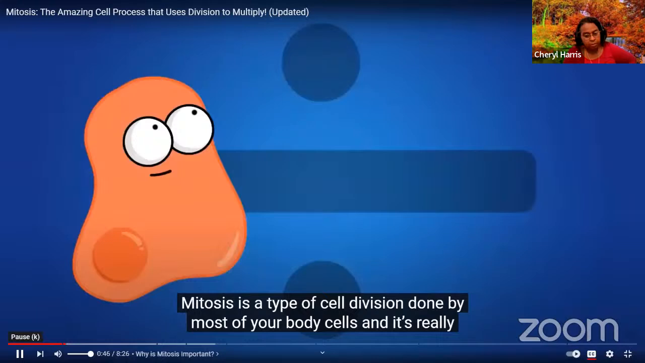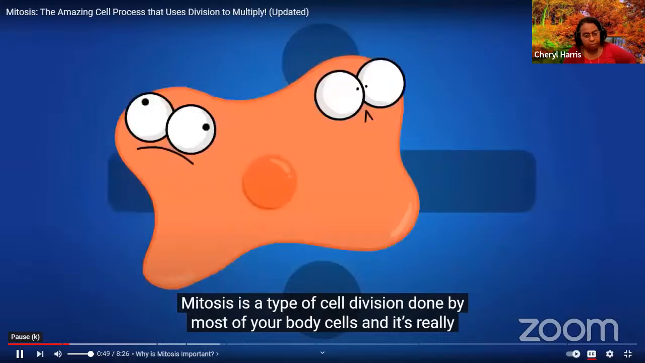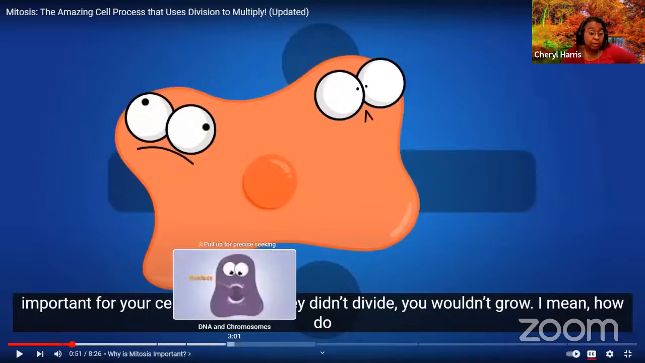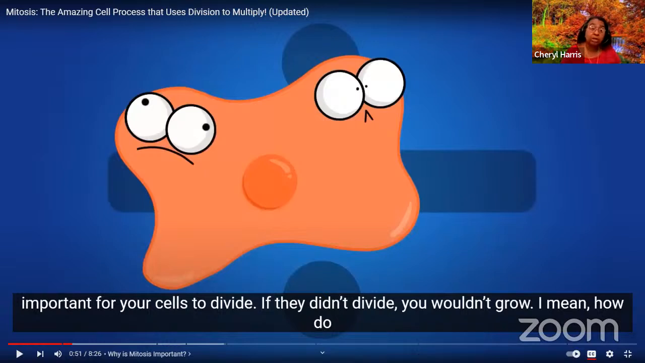Mitosis is a type of cell division done by most of your body's cells, and it's really important for cells to divide. All right, so that's the first thing you need to write down. You don't have to write all of this. Mitosis is done by body cells. And that's important to remember because when we do meiosis, they're done only in the reproductive cells. So all of your body cells, and even with the plant, all of the plant structural cells are going to do mitosis in order to carry out cellular division. Okay, it's done in the body cells. That's all you have to write.